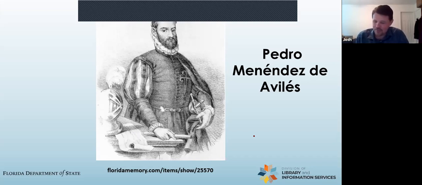And anyway, so Menendez lands at St. Augustine and starts establishing a home base right there. And he realizes that the French actually have more men than him at this point, and it looks like they may even have faster ships. So he's going to have to be kind of wily in dealing with the French at this point.